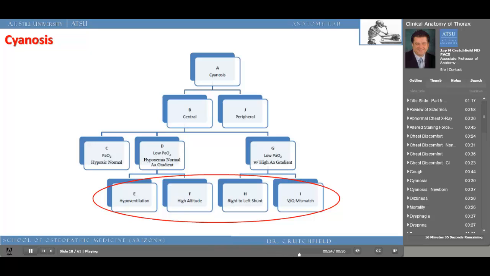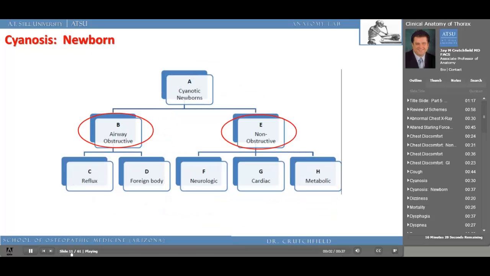In this scheme, we note that a cyanotic newborn is assessed to either have an airway obstruction or non-obstructive causes, such as a cardiac anomaly, tetralogy of Fallot, or even a weird anomaly causing dysphagia, such as dysphagia lusoria, where they have difficulty swallowing because of an aberrant aortic arch. What if they have a foreign body in their right mainstem bronchus, or they suffer from reflux disease? This is from the GI course. This is from an embryology course, and you can also have neurological causes of cyanosis.